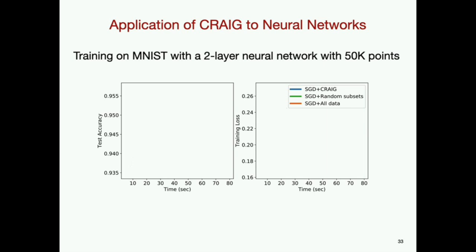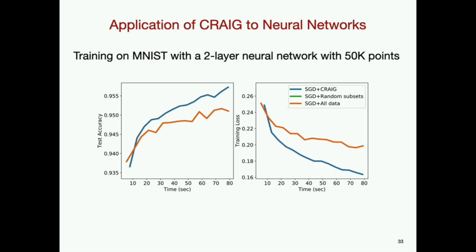Another example, let's start with a toy neural network, training MNIST with a one hidden layer neural network. This is training on full data. Left is test accuracy, right is training loss, and the x-axis is time, including the time to find the subset. So this is our method, and this is random subsets.